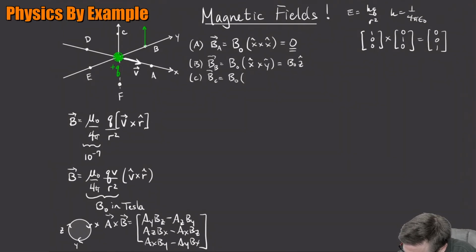That's going to be B naught X hat cross... okay, from the charge up to C is going to be Z hat. I got my Z hat. What is X cross Z? Okay, I come over here to the little wheel. X cross Z is Y, and I'm going around backwards, so I'm going to get a minus sign. So it's going to be minus B naught Y hat. So it's going in the minus Y direction.